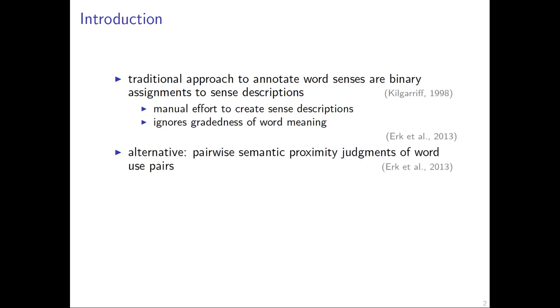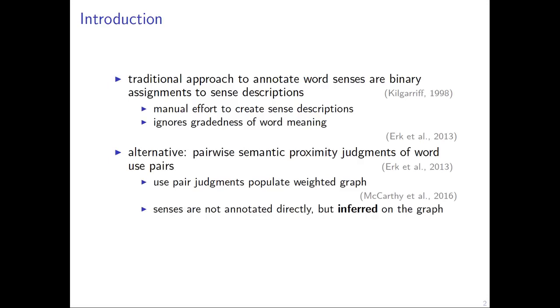An alternative are pairwise semantic proximity judgments of word use pairs. We can represent these use pair judgments in a weighted graph, and then we can infer senses on this graph by some clustering procedure rather than directly annotating the senses as in binary sense description assignments. However, we need a clustering procedure for that.